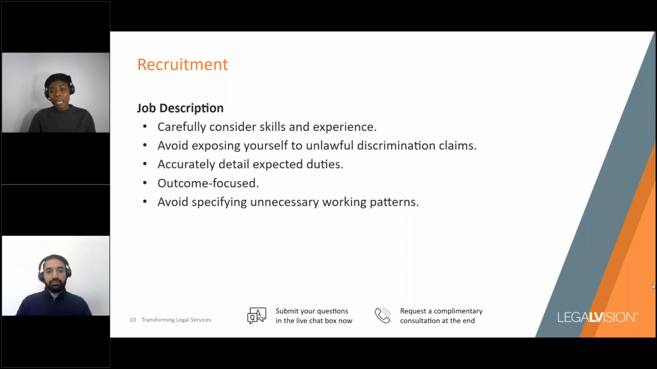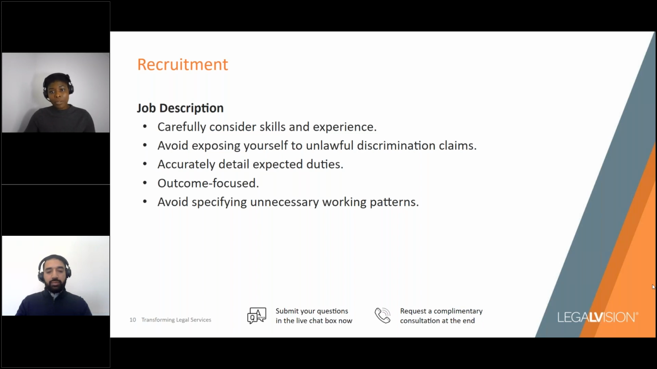So you want to have a job description in writing, and you want it to be quite clear, clearly specifying the skills and experience required. The other thing you have to do is ensure that you don't expose your business to an unlawful discrimination claim, because as some of us may know, a job candidate can bring a claim of unlawful discrimination against your company depending on a job advert. So we always recommend a few things, and I'll go through that with you right now.